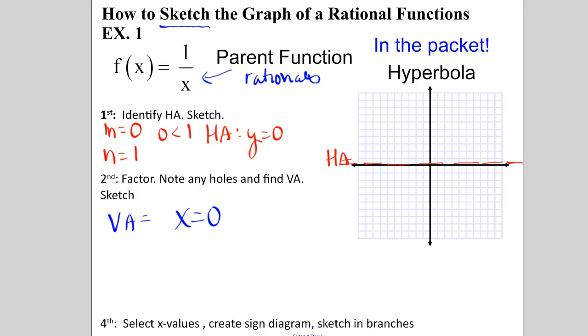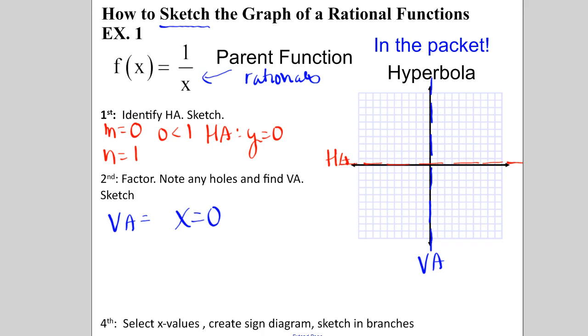So what do I want you to do here? I want you to sketch in your vertical asymptote, and I want you to label it a VA. So what happens here is we're going to have a couple branches. Our hyperbola is either going to go like this, or it's going to go like this. Once you know one, you know where to put the other one in. So this is how we're going to do this.